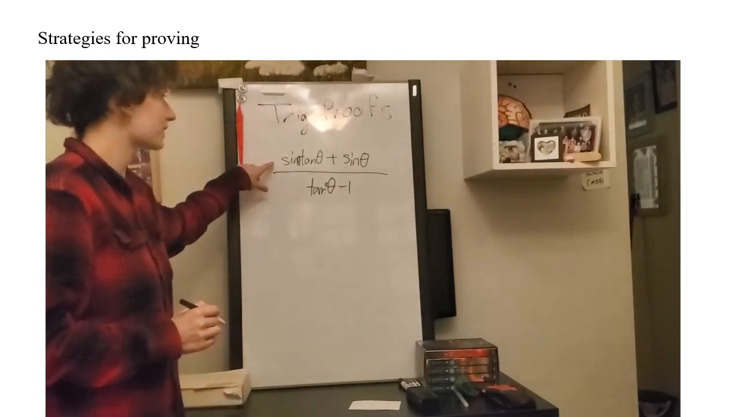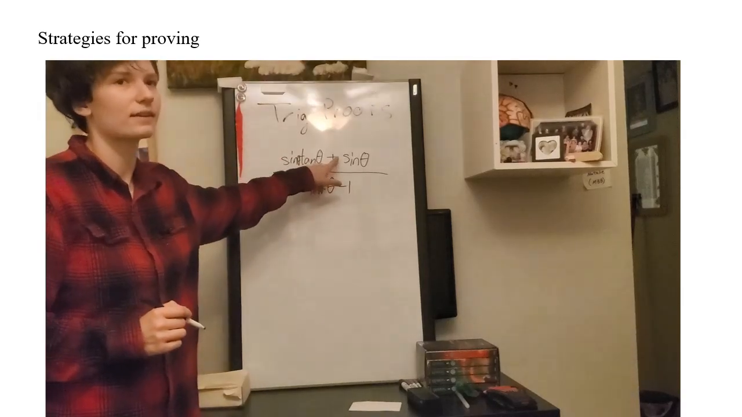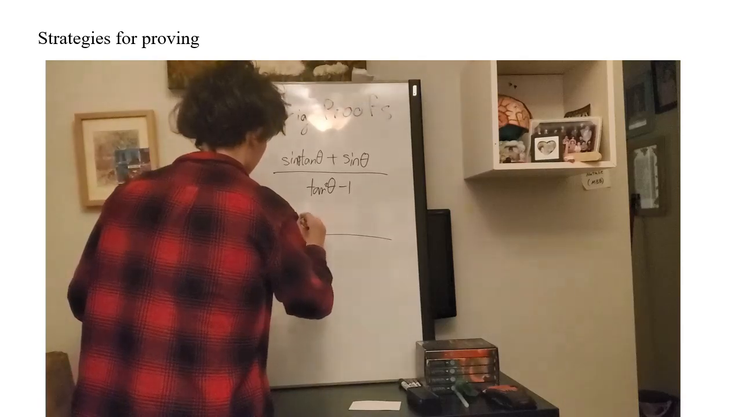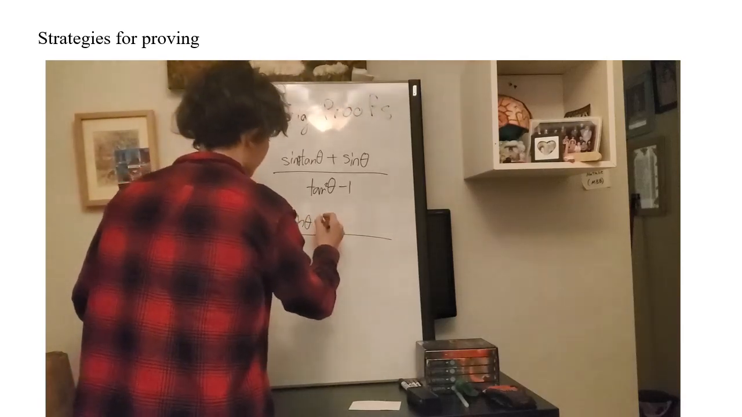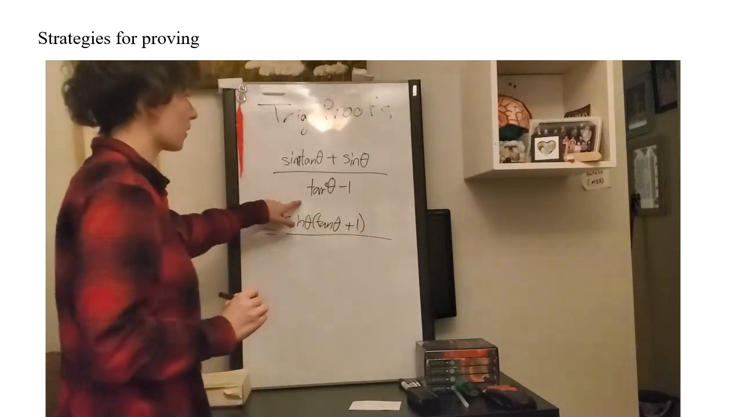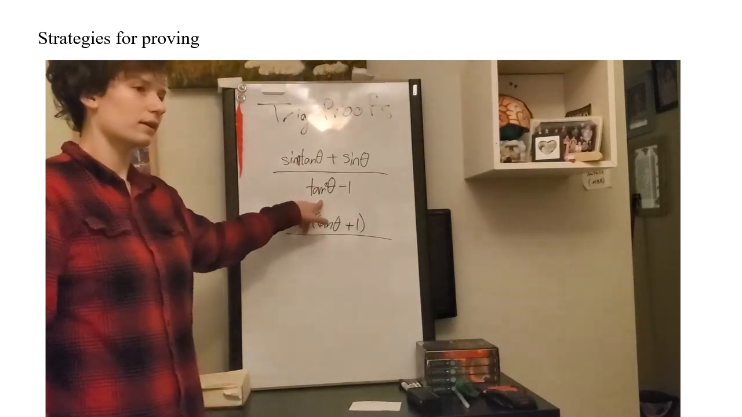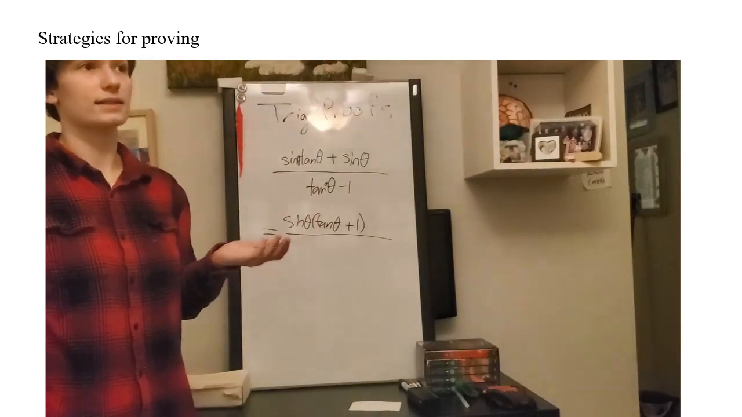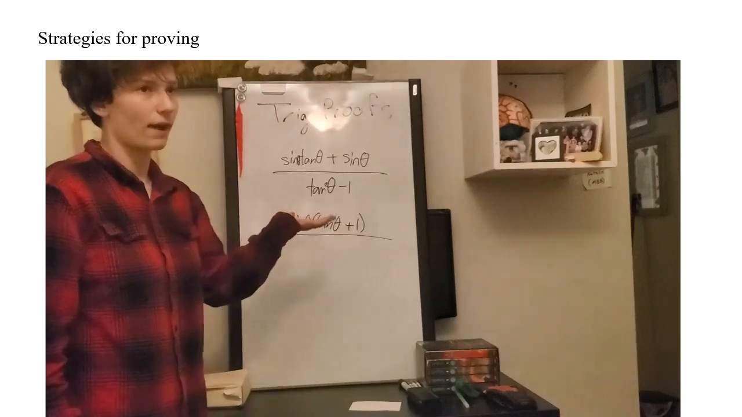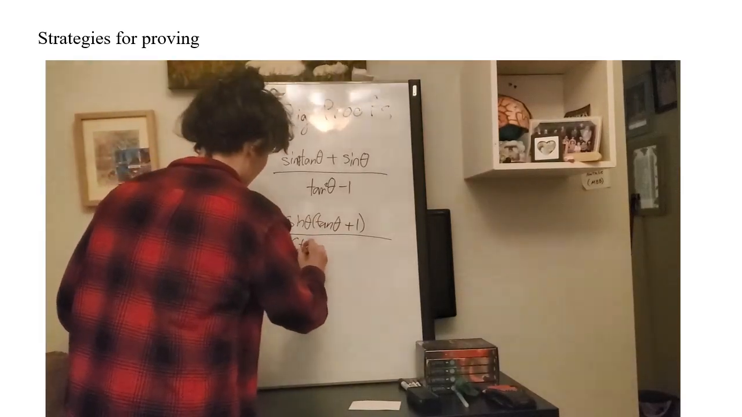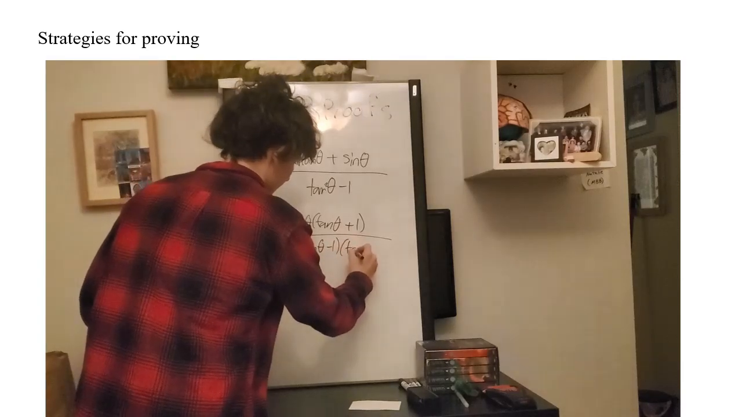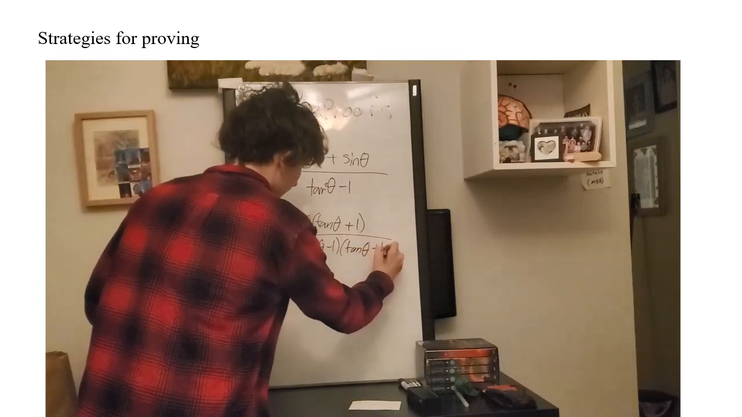On the top here, you may see that both terms have sine in them, so we could factor out sine from the top, leaving tan theta plus 1. And then on the bottom here, this term is squared, and 1 is equal to 1 squared, so we can consider this a difference of squares and factor it as such. So you'd get tan theta minus 1 times tan theta plus 1.